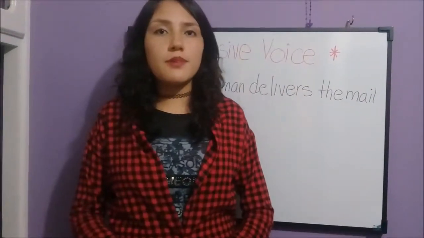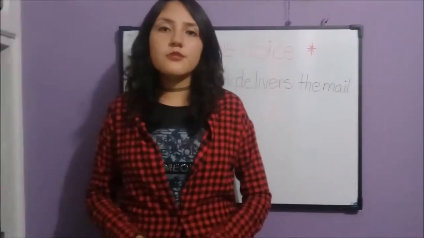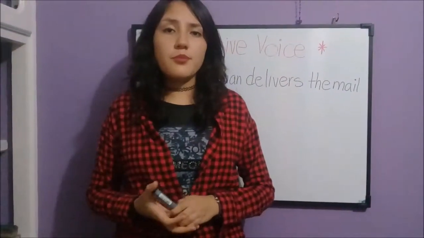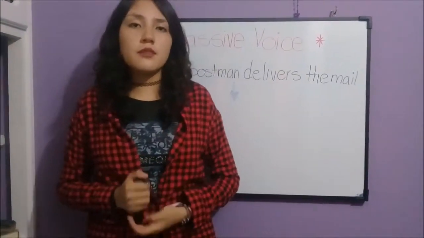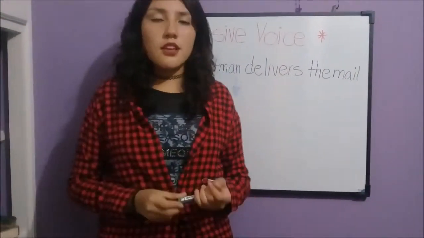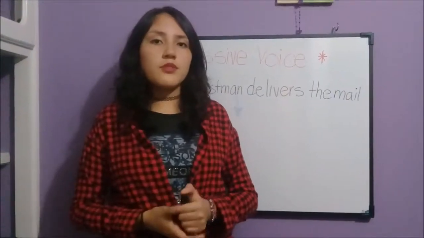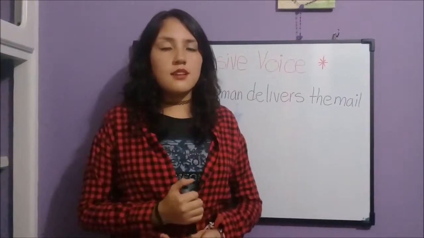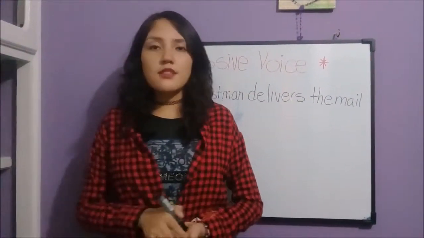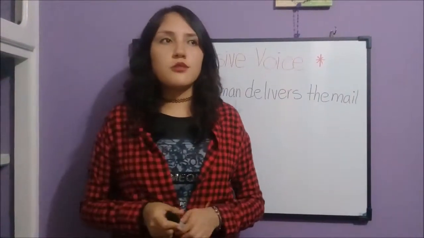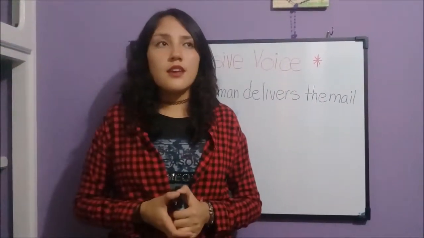To form a passive voice sentence, we have to follow 3 steps. The first one is to put the object of the verb at the beginning of the sentence. The second one is to conjugate the verb to be in the same tense as the active sentence. And the final one is to put the main verb in its past participle form.